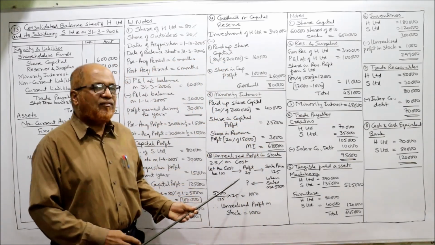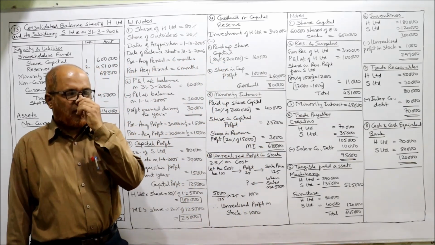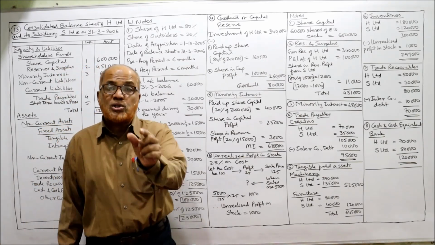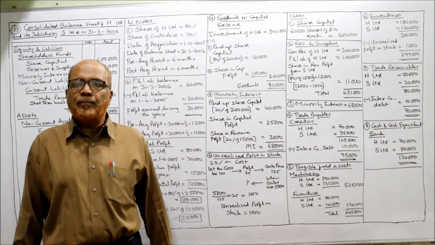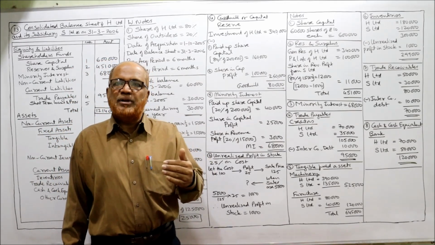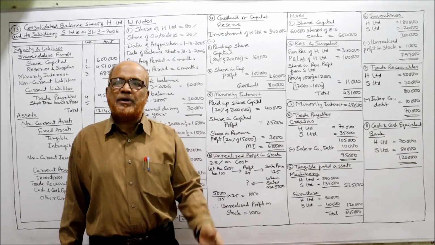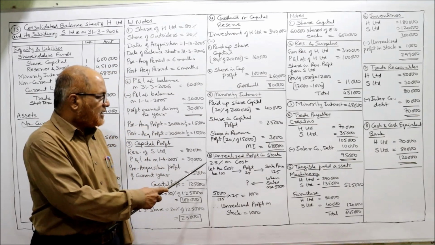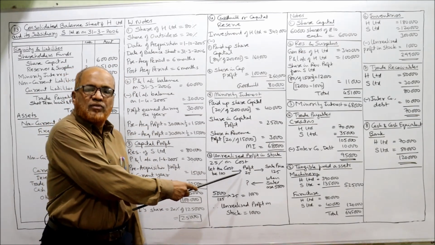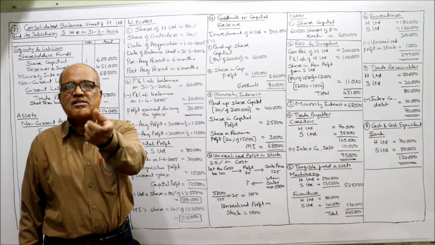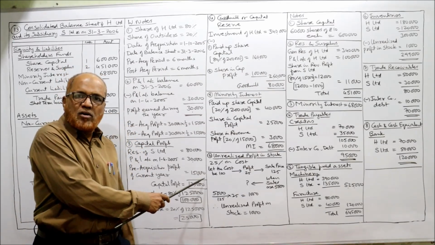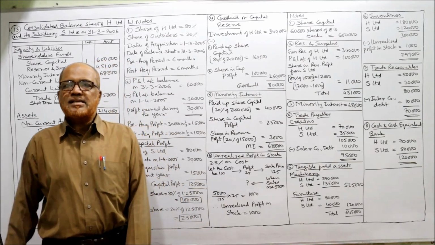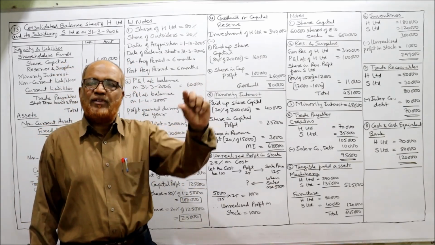And last and final working note, that is unrealized profit in stock. Unrealized profit in stock: 25% on cost price, it is given in the problem. S Limited charged 25% on cost price. So cost we don't have, so we suppose let the cost be 100. The profit will be 25 because 25% on cost. If 100 rupees is the cost, 25 rupees is the profit. Selling price will become 125. One equation we have framed.